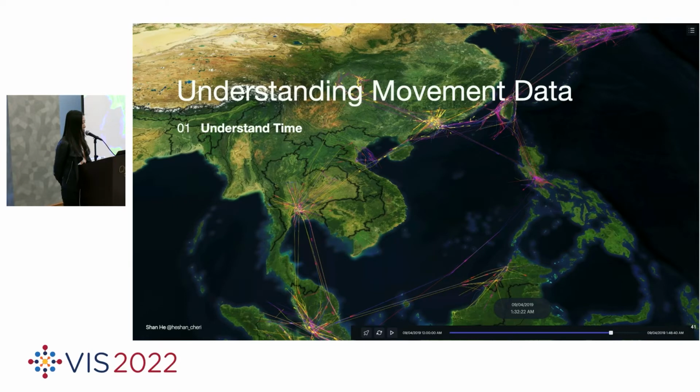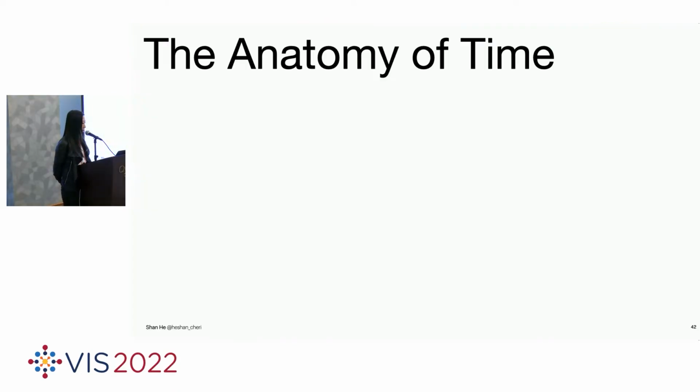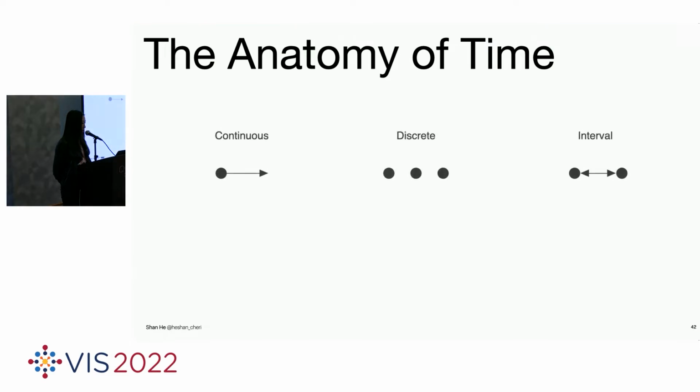When it comes to time in movement data, it is very complicated. Time, when we understand it, can be continuous if things happen on a continuous time scale. It could be discrete if your data is collected every 2 or 3 seconds. It could happen on an interval if all you care about is how the temperature changes hour by hour, or how migration happens month by month.